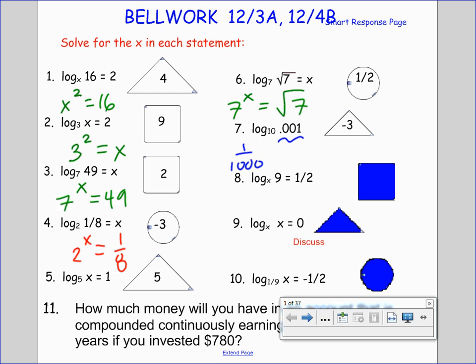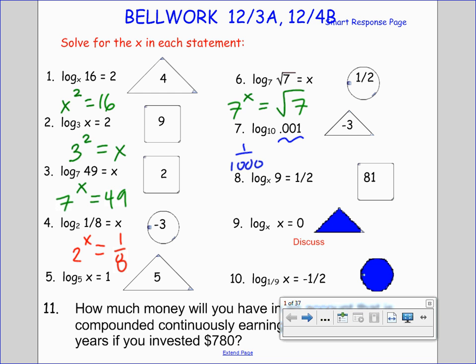Number 8, x to the 1/2 equals 9, so that's the square root of what equals 9, and so that must be 81, is that right? 81, awesome. Raise your hand if you had 81 for number 8. 81? Good job. And then we need to discuss this last one.